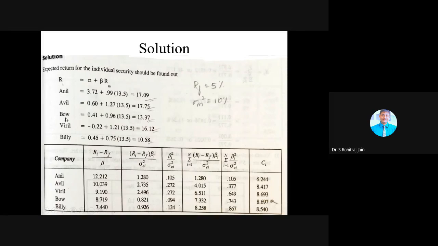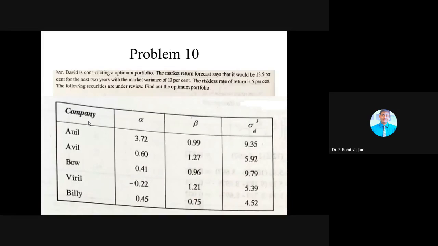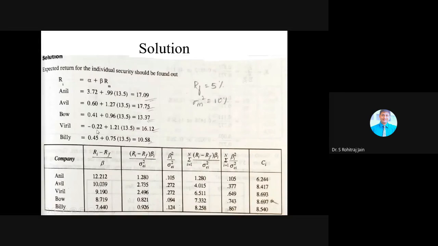Third stock is concerned 0.41 plus 0.96 into market return. Similarly, for the fourth stock, minus 0.22. Why minus? Whether they have given me? Yes, here, minus 0.22. They have given, okay? Alpha value of the fourth stock plus 1.21 into 13.5. Similarly, for the fifth stock, it is 0.45 plus 0.75 into market return, that is 10.58.